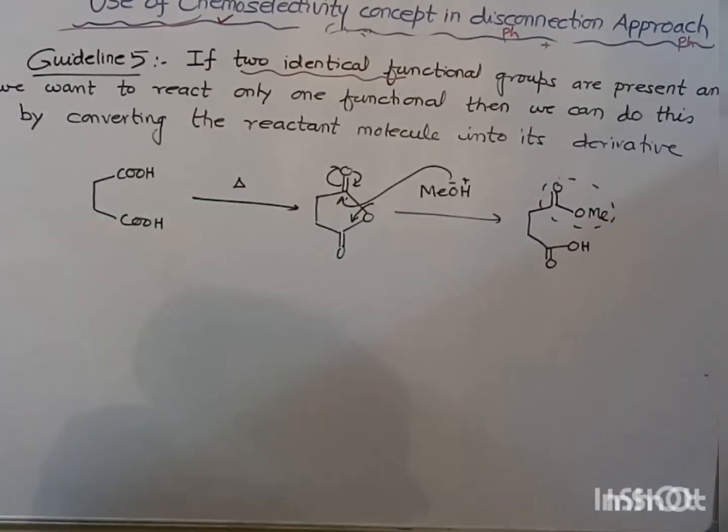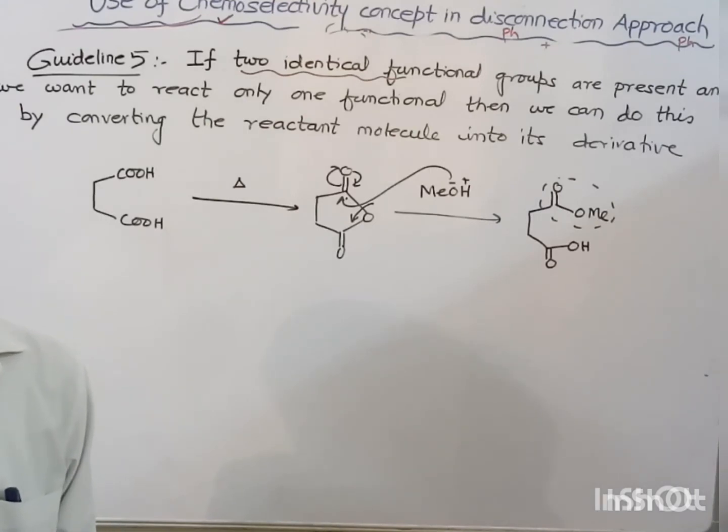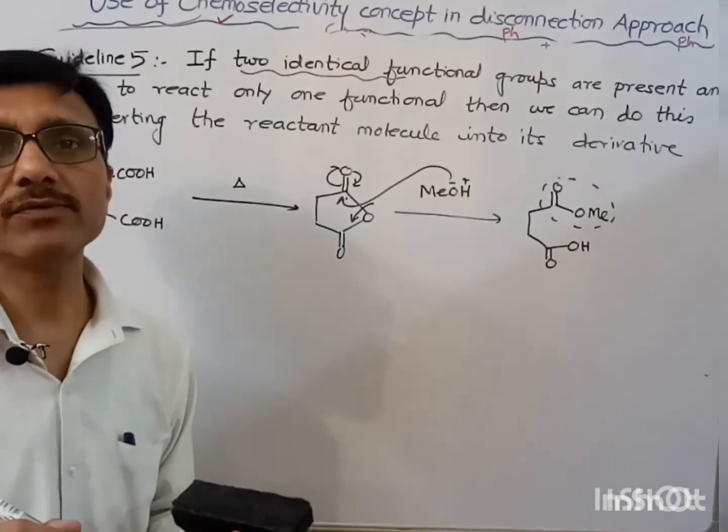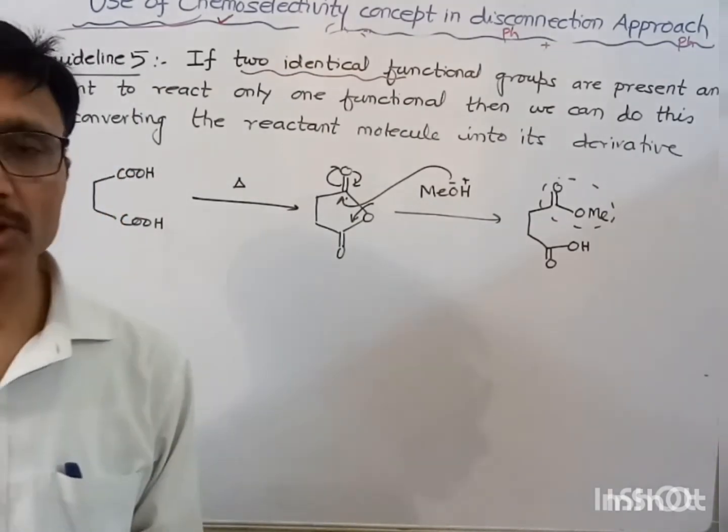So these are the certain guidelines which we use for the disconnection of the target molecule. This is the chemoselectivity concept which we use for the disconnection of a target molecule. Okay, thank you.